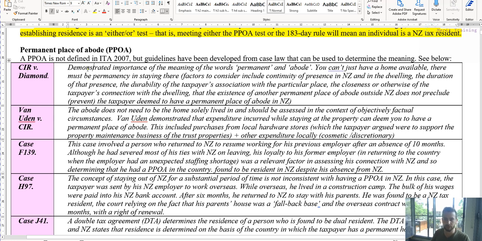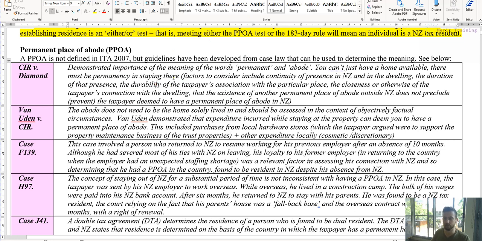So the general outcome or importance of this case was it demonstrated the importance of these words, permanent and abode. So you can't just have a home available. There must be permanency in staying there. So I could own a property, but if I'm not there at all in a permanent kind of fashion, then it wouldn't be a PPOA.